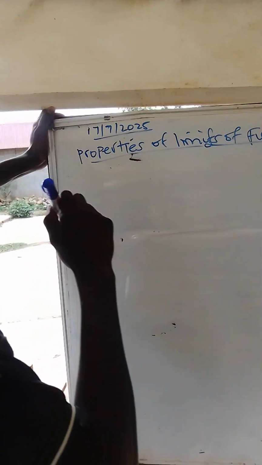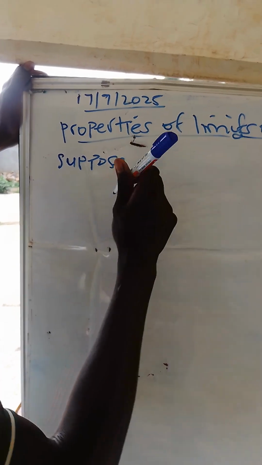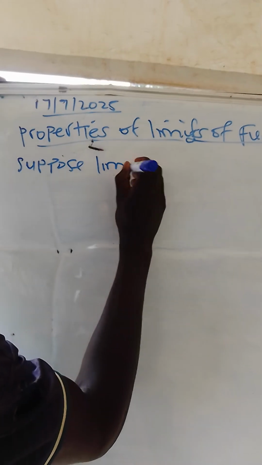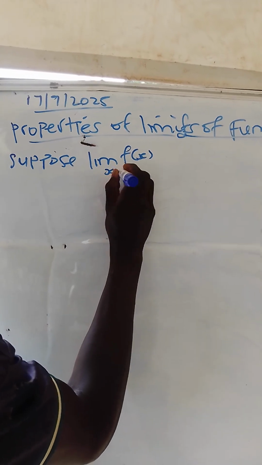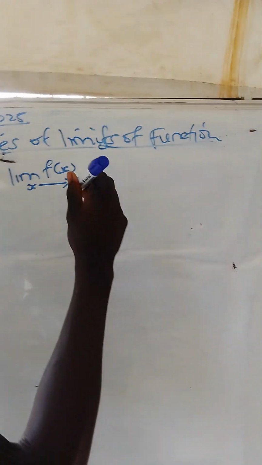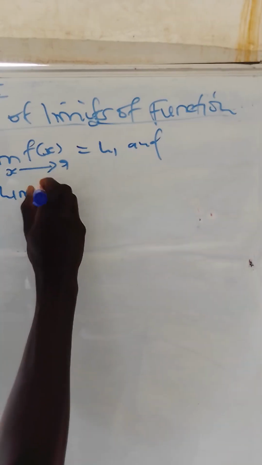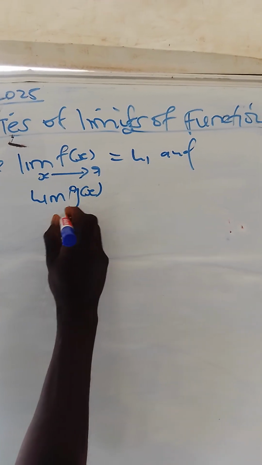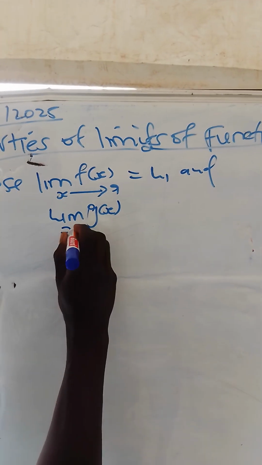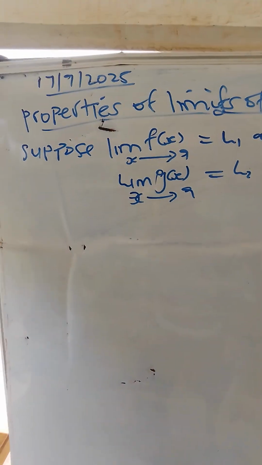So, for example, suppose the limit of a function f of x as x tends to a is the same as L1, and the limit of our function g of x for x tending to a is the same as L2.